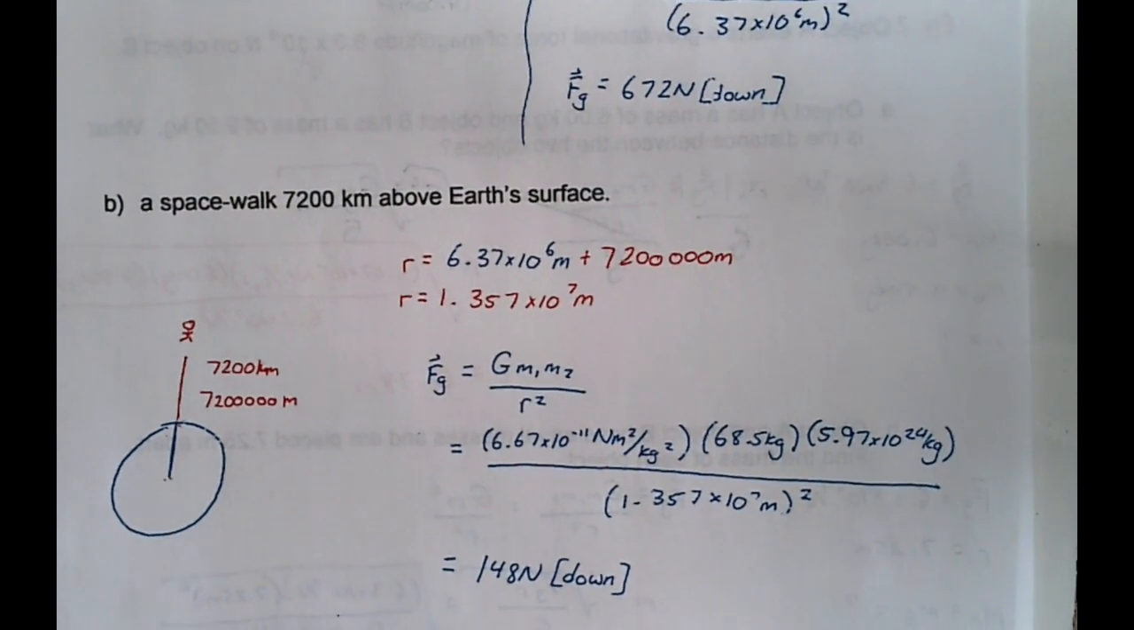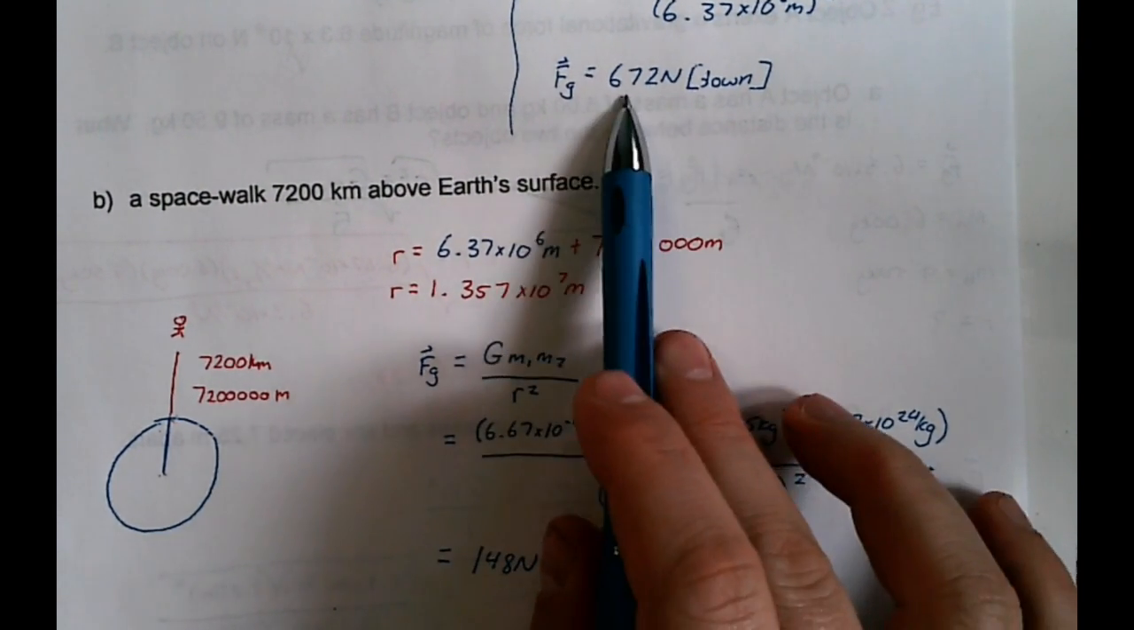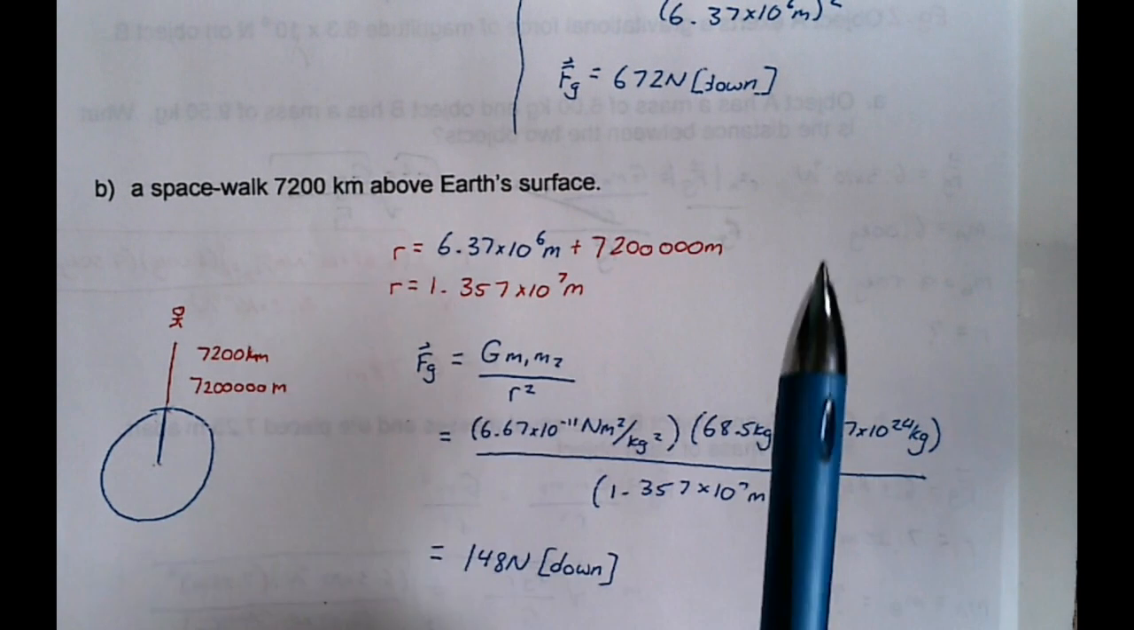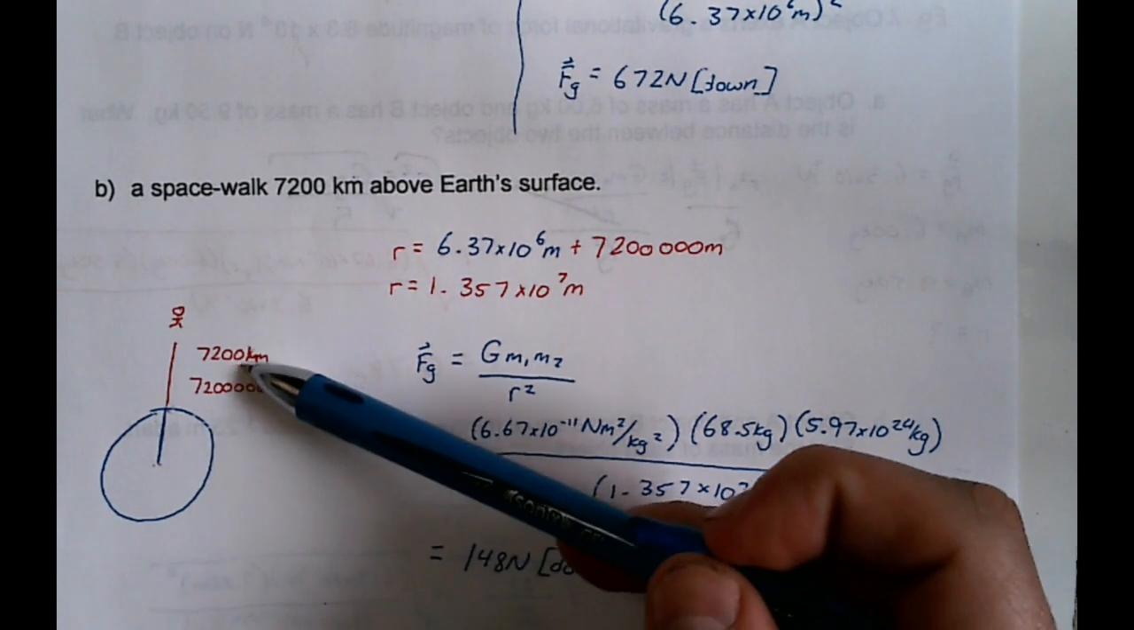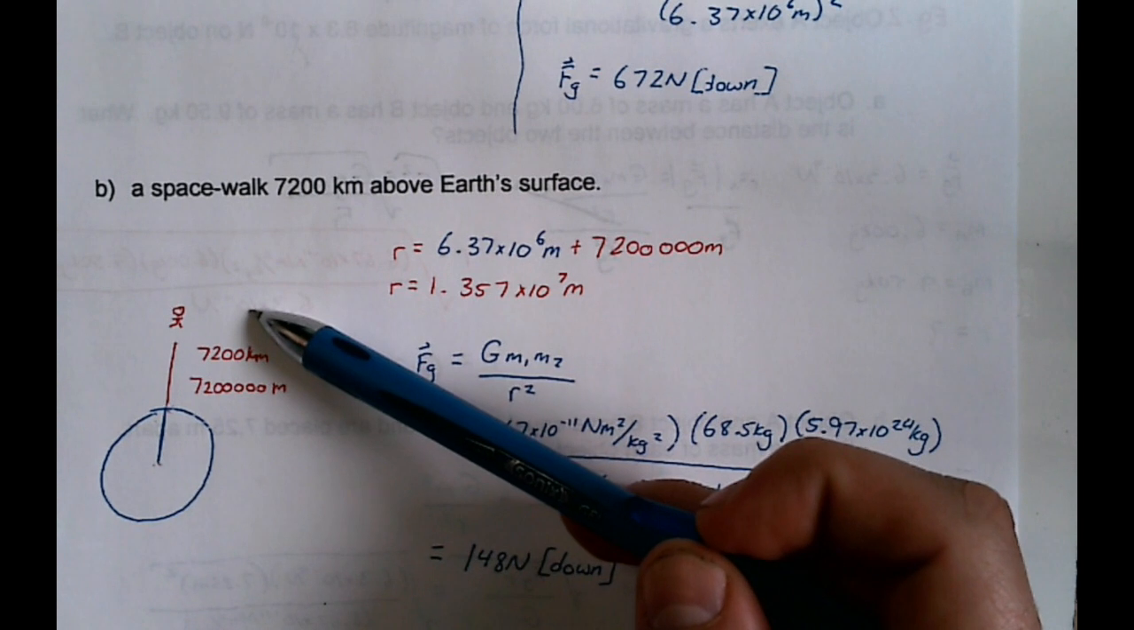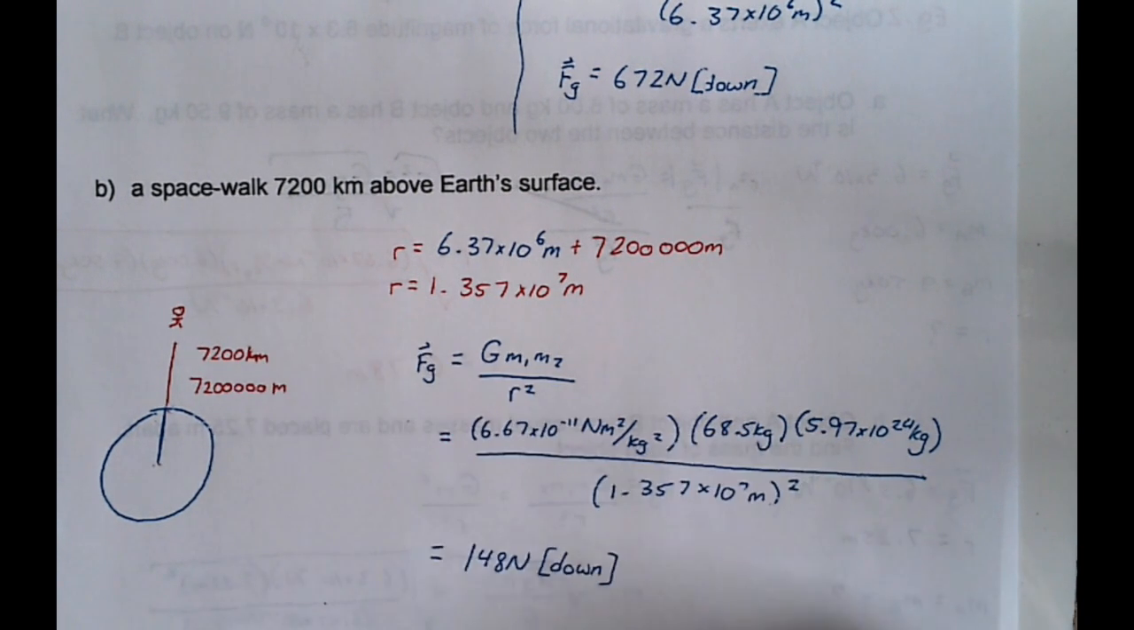In our last example, we had 672 newtons when we were on the surface. Now when we're 7,200 kilometers away, we only have a force of 148 newtons. That tells us the farther we get away from a body of mass, the smaller or the weaker our force due to gravity is. The closer, you're going to have a bigger attraction. Farther, you're going to have a smaller attraction.